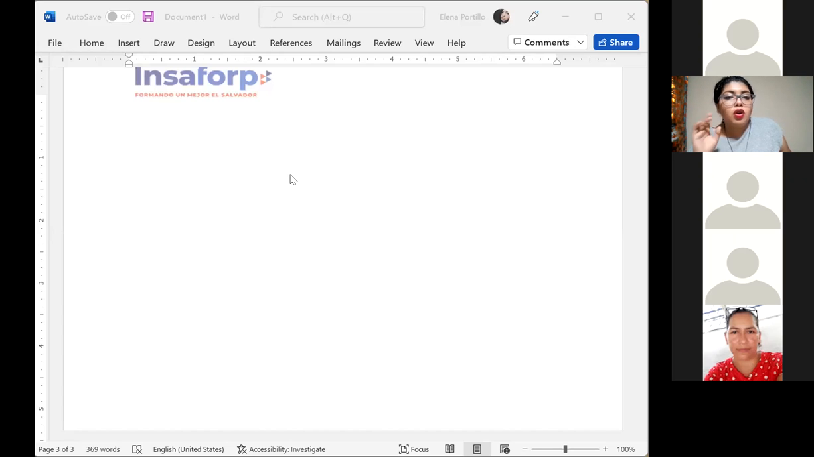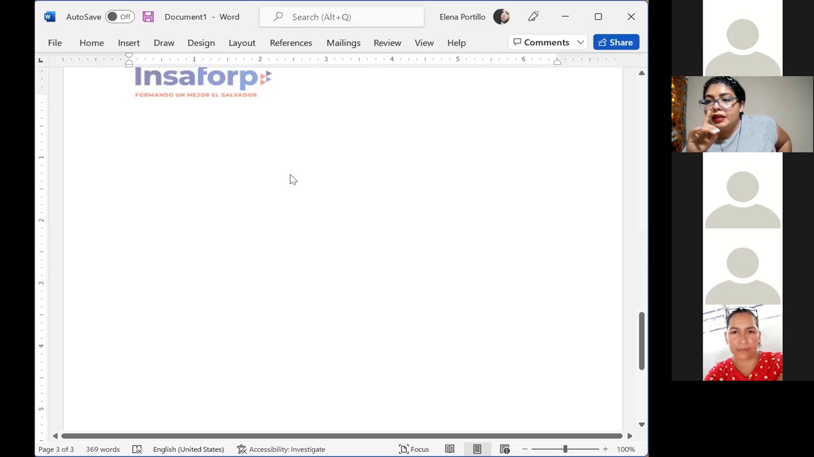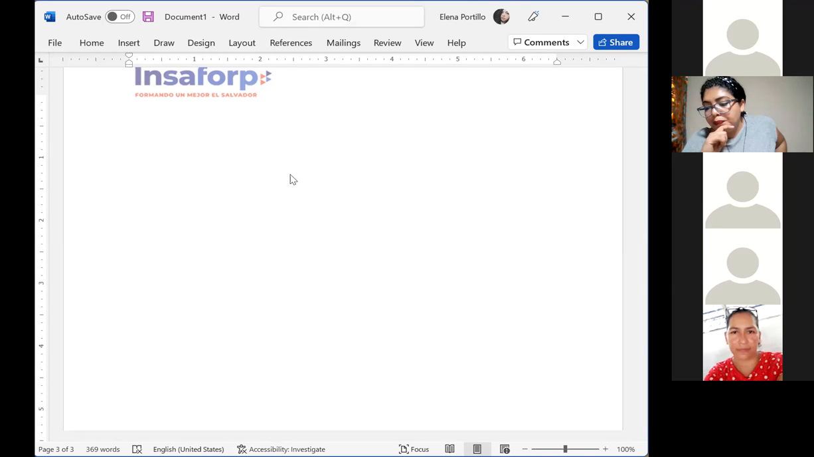Okay, we are going to remember what the modal verbs are. It says that the modal verbs are a type of auxiliary verb that we can use with other verbs to add more meaning to the verb. After modal verbs, we use the infinitive form without to.